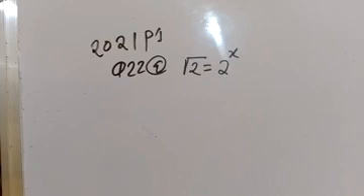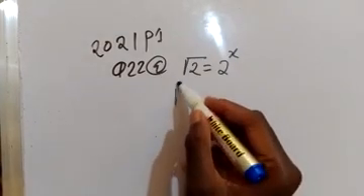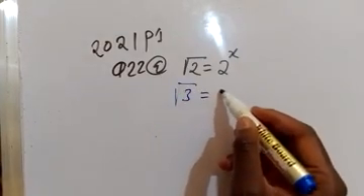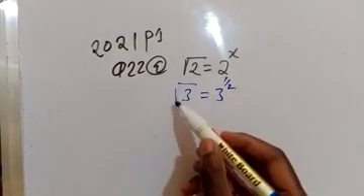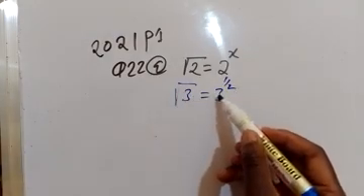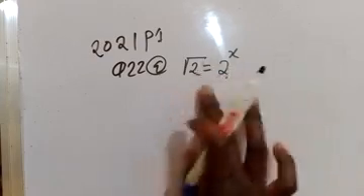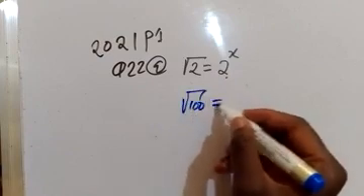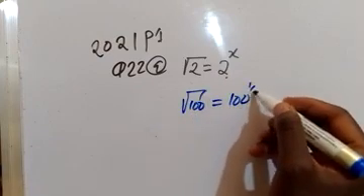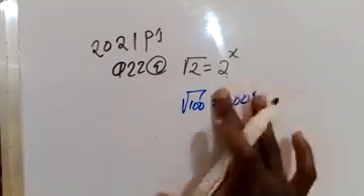From our lessons in indices, we know that the square root of any number is the same as that number raised to the power 1 over 2. So if it is square root of 3, it's the same as 3 to the power 1 over 2. If we had square root of 100, this is the same as 100 raised to the power 1 over 2. Very simple, isn't it? So we've gotten the concept here.